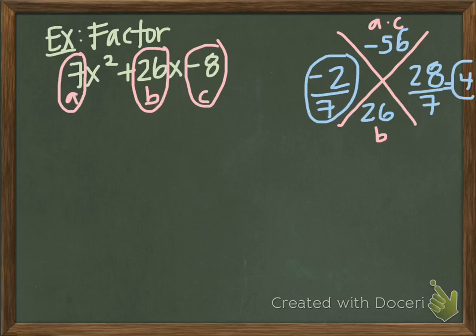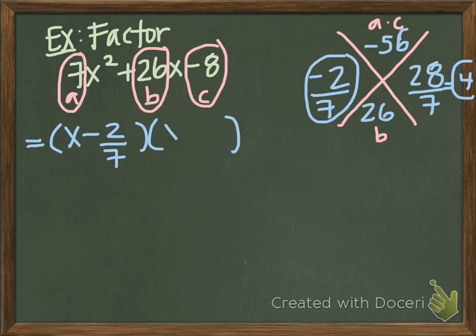Step 6, set up your binomials. So in one we have negative 2 over 7, so we'll have x minus 2 over 7. In the other one we have positive 4, so x plus 4. Remember, if you were to switch this set of parentheses with this set of parentheses, that's not a big deal at all.